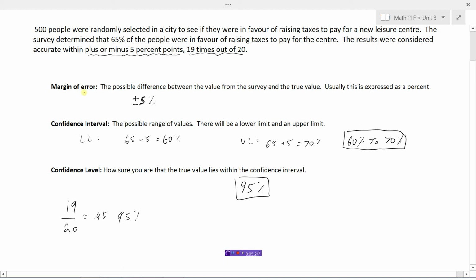So the margin of error is the difference between the value from the survey and the true value, so plus or minus 5%. You'll be looking for this information here. The confidence interval is when you take your value and add 5 and subtract 5% to figure out your range of values. And then in this case, 19 out of 20 means I'm 95% sure that this is going to be the true result for the entire city's population.